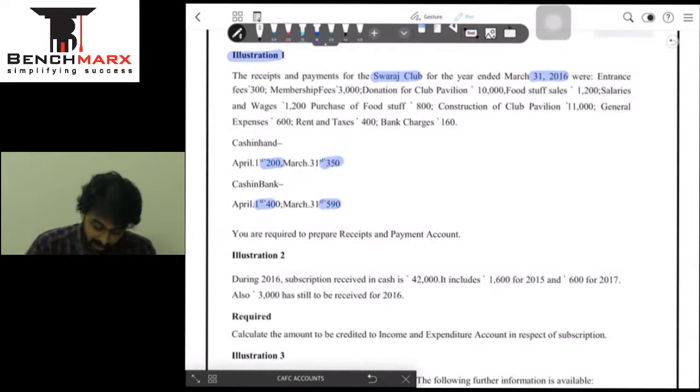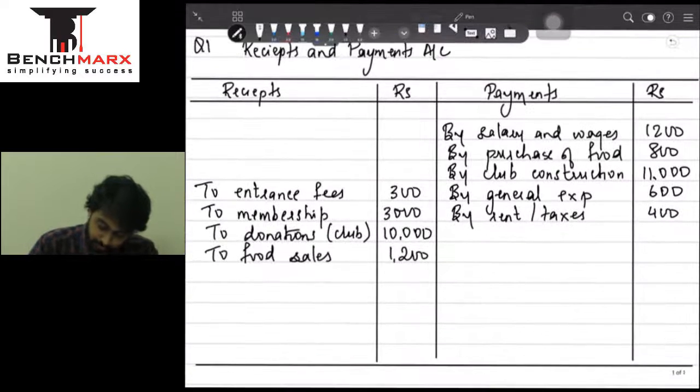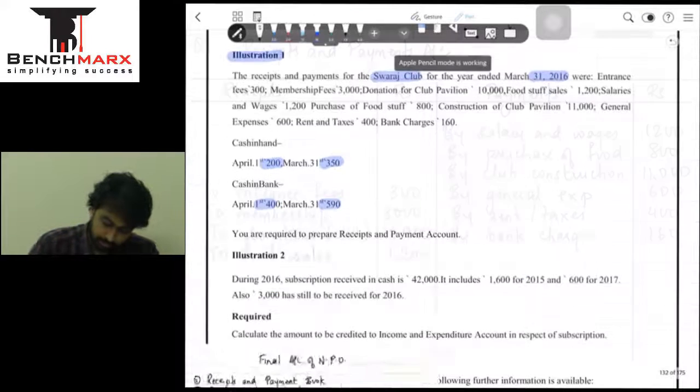Then we have bank charges 160. Payments. By bank charges 160. That has also gone.